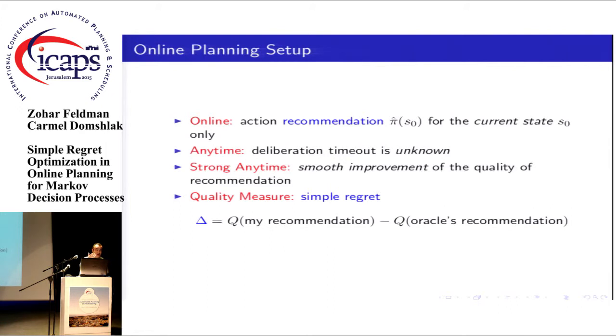And the quality measure under which we will be examining our work is what is called simple regret. But basically, it's a too fancy name for a very simple thing. We think, we are stopped, we recommend an action, and so our regret is basically the difference between the value of that action and the action that would be recommended by an oracle, basically the best action at this stage.